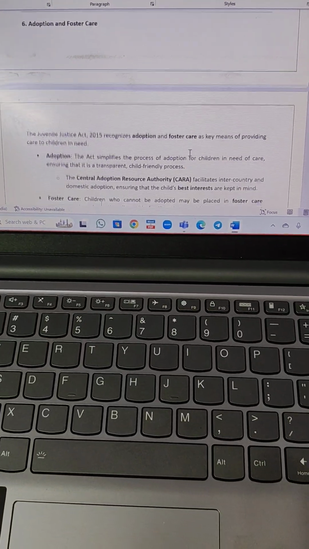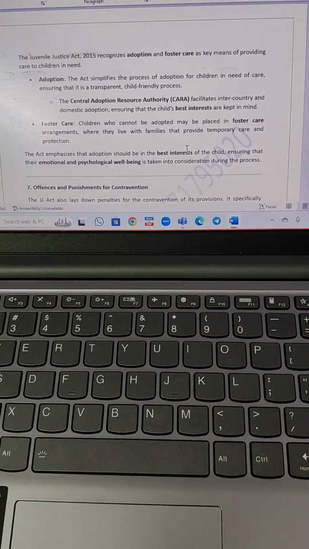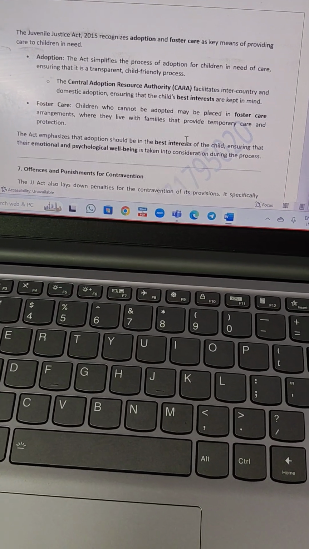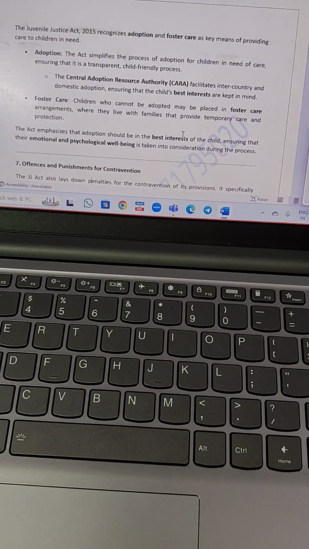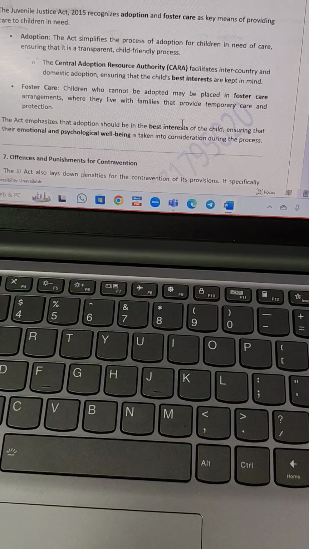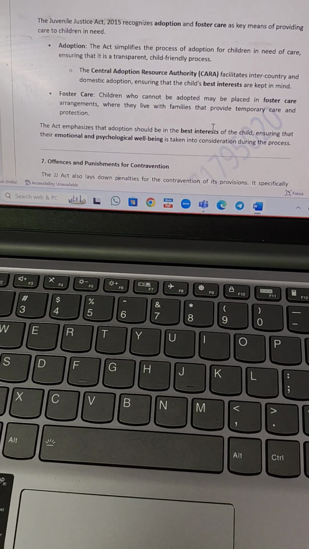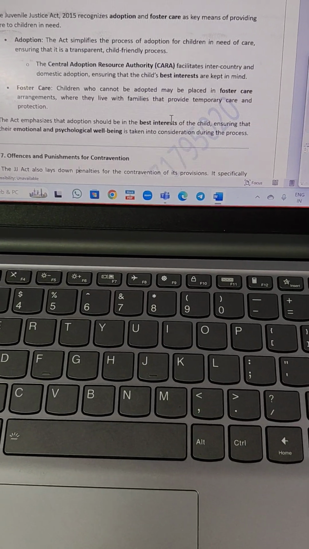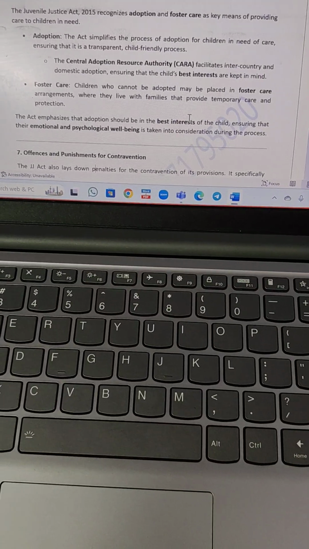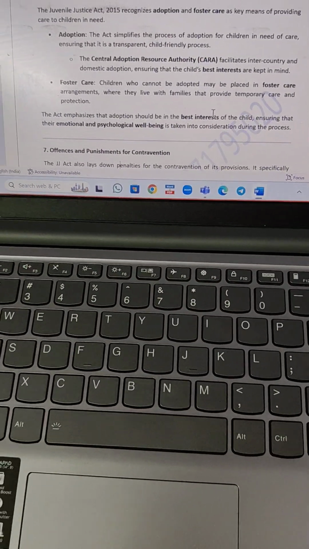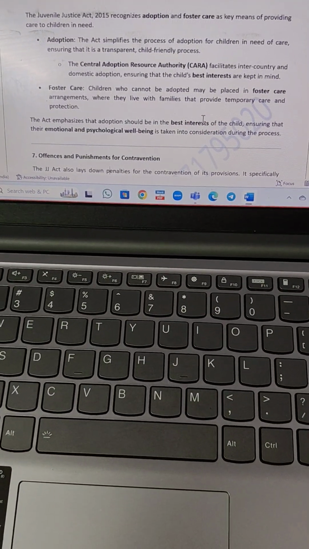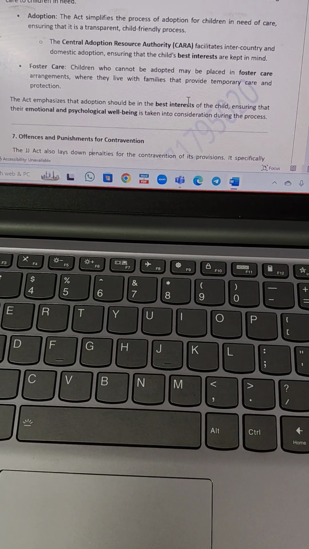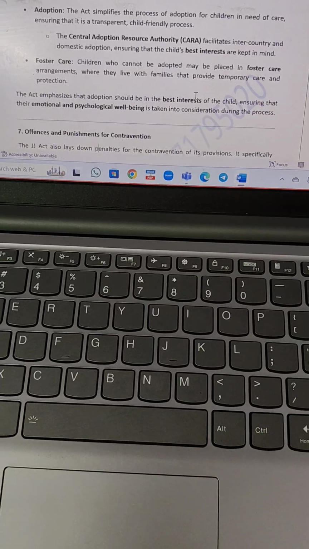Now, adoption and foster care. The Juvenile Justice Act 2015 recognizes adoption and foster care as a means of providing care to children in need. The Act simplifies the process of adoption for children in need of care, ensuring that it is a transparent and child friendly process. The Central Adoption Resource Authority facilitates inter-country and domestic adoption, ensuring that the children's best interests are kept in mind. Now, foster care. Children who cannot be adopted may be placed in foster care arrangements, where they live with families and are provided temporary care and protection.